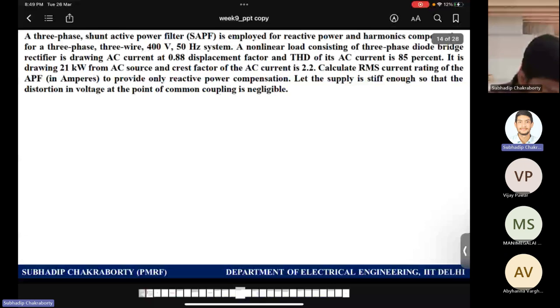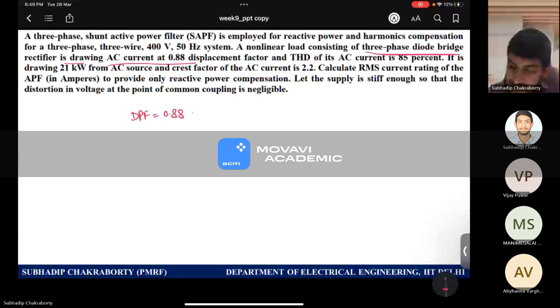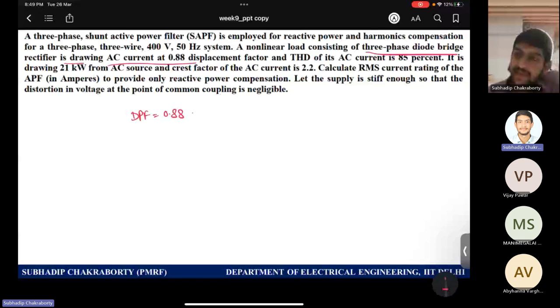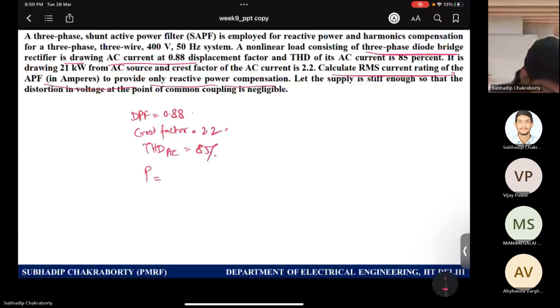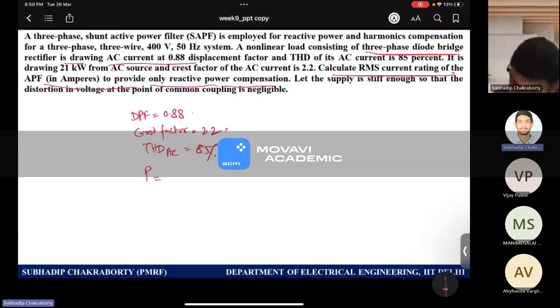So can you tell me what is the fundamental active power? Because here you need to calculate what? RMS current rating of the filter for providing reactive power compensation. Okay. So first let us determine what is the active power to be transferred. So active power we are determining, and on per phase basis we are trying to determine. Okay, active power is already given, I think 21 kilowatts. Yes. So 21 kilowatts is the active power.